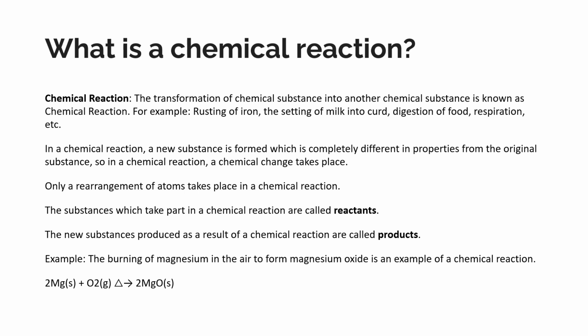Example: the burning of magnesium in air to form magnesium oxide is an example of a chemical reaction. 2Mg (solid) plus O2 (gas) gives 2MgO (solid).